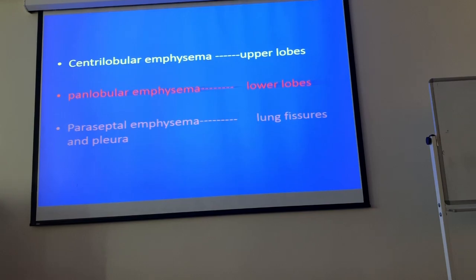And if it is along the pleural line, along the diaphragm, along the septum, along the lung fissures, major fissure, minor fissure, that is called paraseptal emphysema.